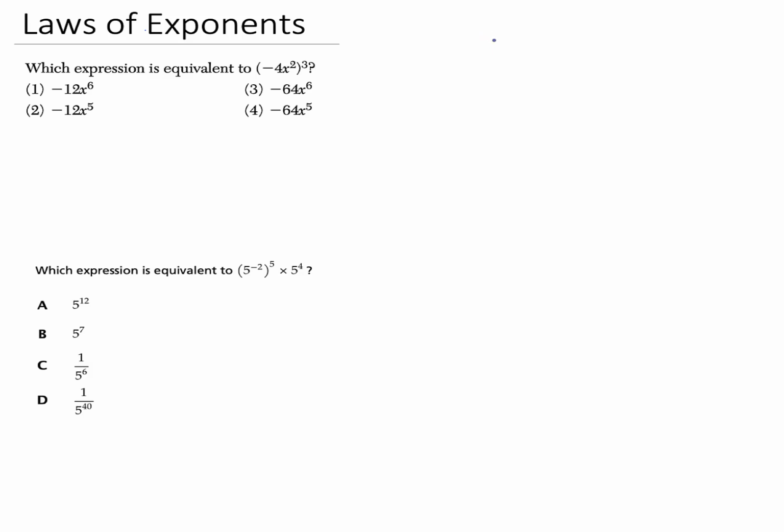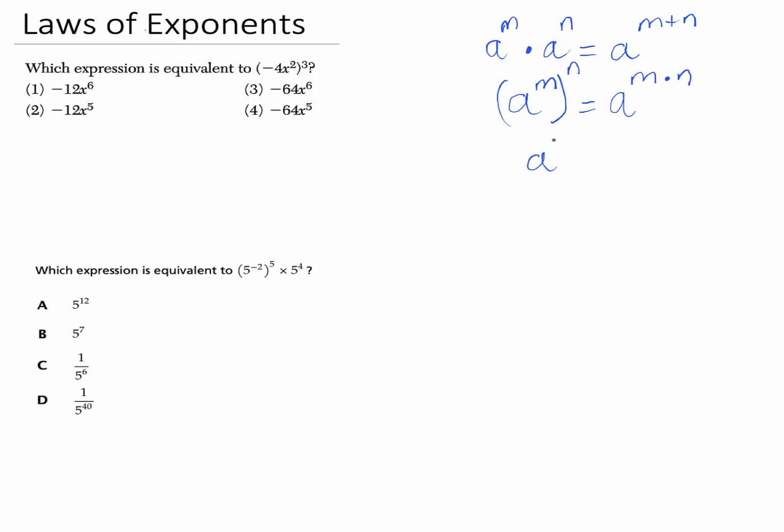If you have a base raised to an exponent and you're multiplying by a similar base raised to a different exponent, the rule is you keep your base and you add your exponents. The next rule is the power rule, and that's if you have a base raised to an exponent and then that is then raised to another exponent. As my students say, power to the power. So if you have that, you keep your base and you would multiply your exponents.